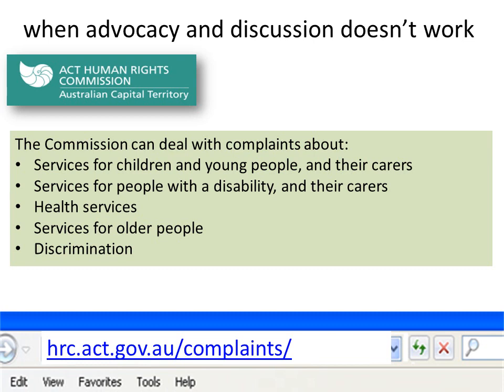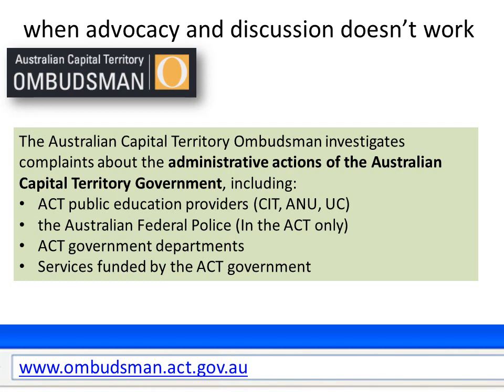This is our third point down. When the advocacy and general discussion just doesn't work, we take the advocacy to the next level. There is also the Australian Capital Territory Ombudsman. Yeah, write these down as they go. I will have a handout attached to the eLearn page. The Australian Capital Territory Ombudsman takes complaints about how ACT government things have been administered. So how they've actually put stuff into practice, about education providers such as CRT and ANU and University of Canberra.